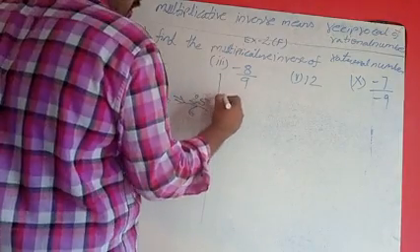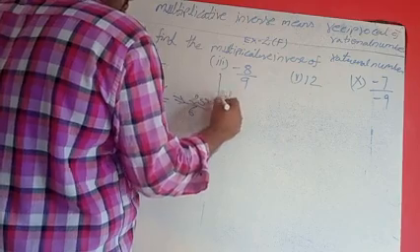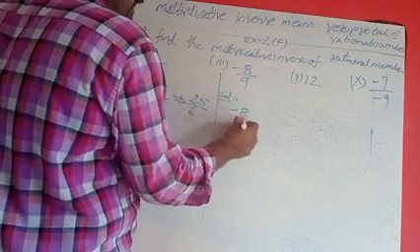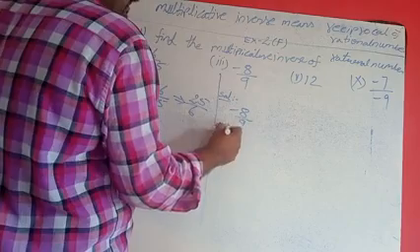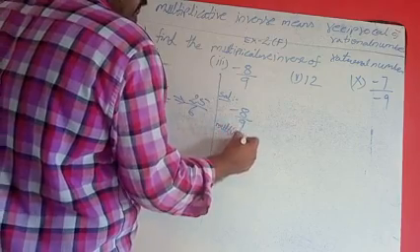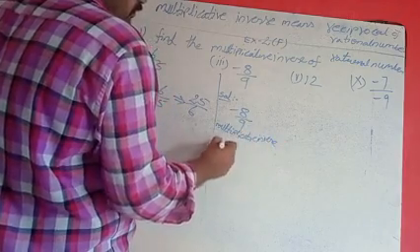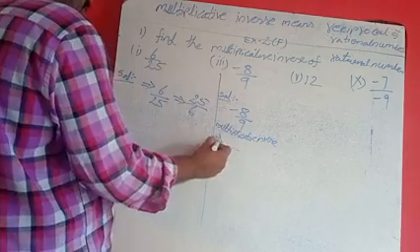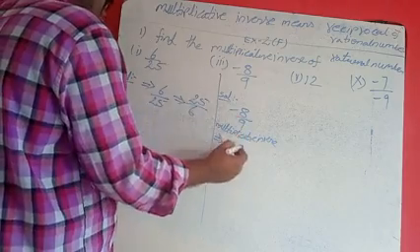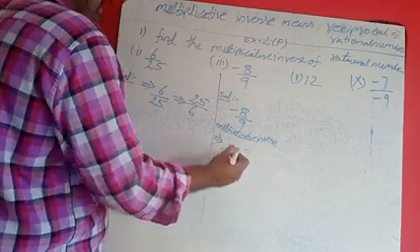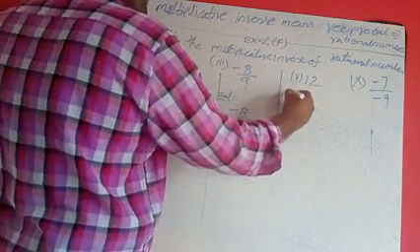Next one is minus 8 by 9. Multiplicative inverse. First the sign we have to write. Sign is minus. 8 by 9 will become 9 by 8. The sum is also over.